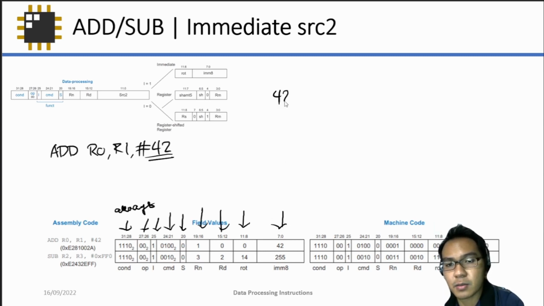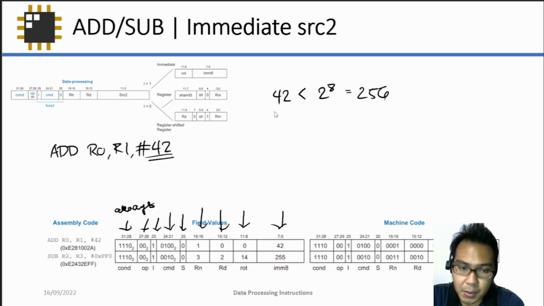Why do we know it fits into the 8-bit immediate field? Because 42 is less than 2 to the 8, which is 256. So if it's less than 256, then that's fine. Okay.